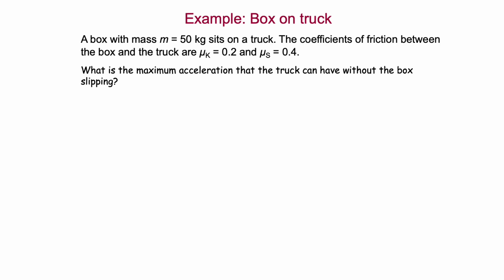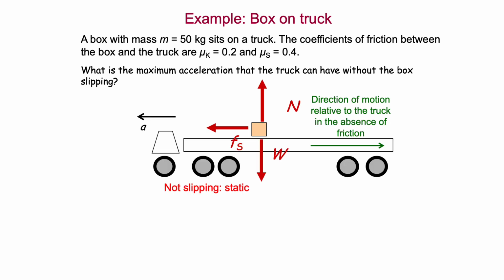Let's do another problem. We've got a box on a truck. The box has a mass of 50 kilograms and it sits on a truck. The coefficients of friction between the box and the truck are mu sub k equals 0.2 and mu sub s equals 0.4. What is the maximum acceleration that the truck can have without the box slipping? So let's take a look at the diagram.